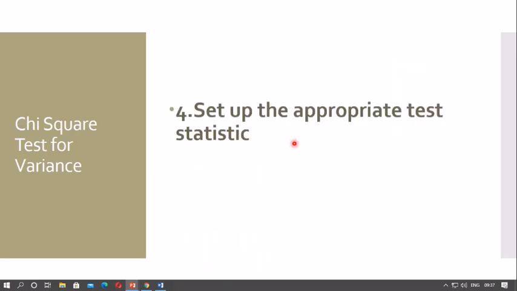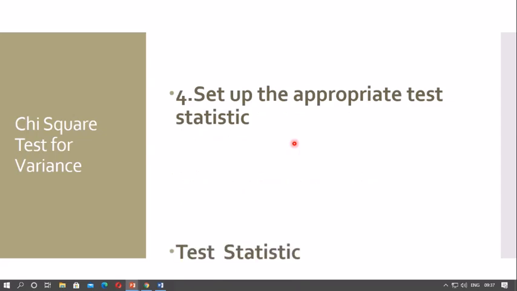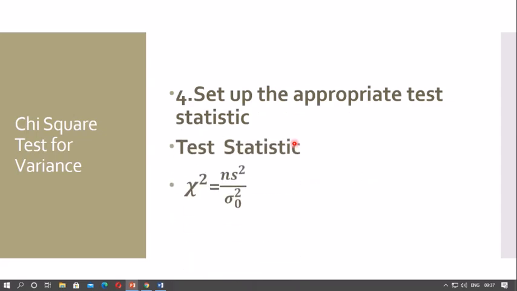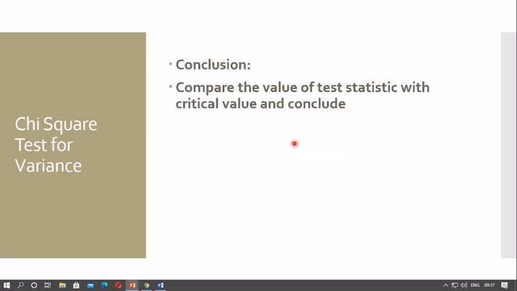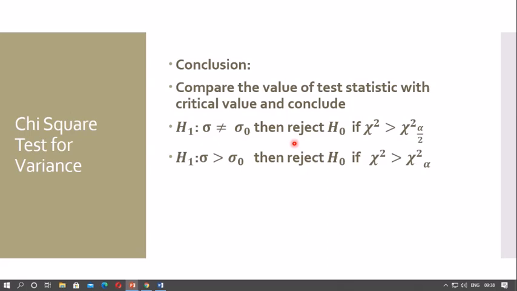Now you have to set up an appropriate test statistic. Here the test statistic is given as chi square is equal to n s square divided by sigma naught square, and this follows the chi square distribution. Now the conclusion is that you have to compare the test statistic with the critical value that is found, and again these are the conclusions. Now these values can be found from the chi square tables.